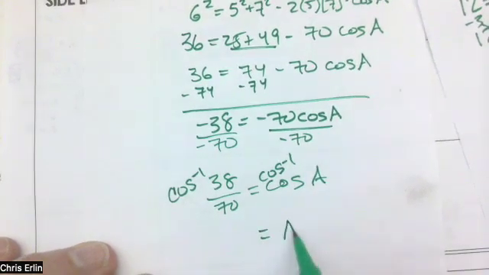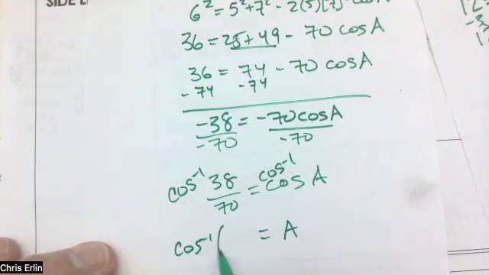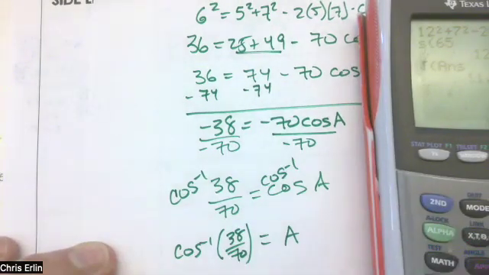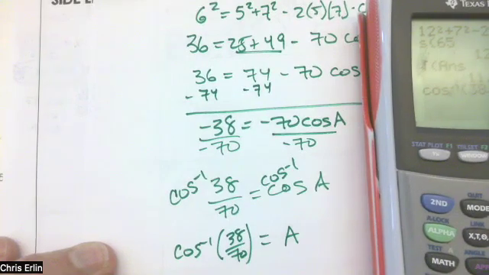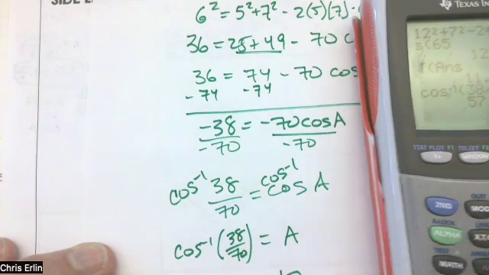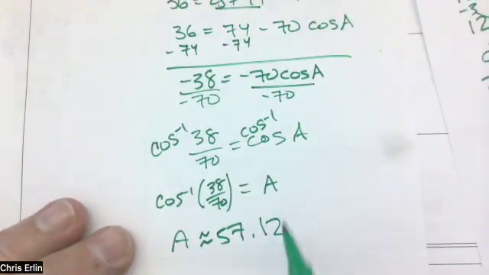When you do that, the right side is A, the left side is cosine inverse of 38 over 70. Do that in your calculator. And I get that A is approximately equal to 57.12 degrees.